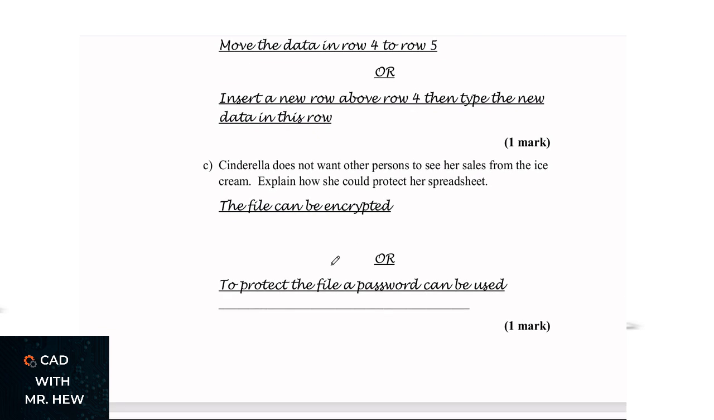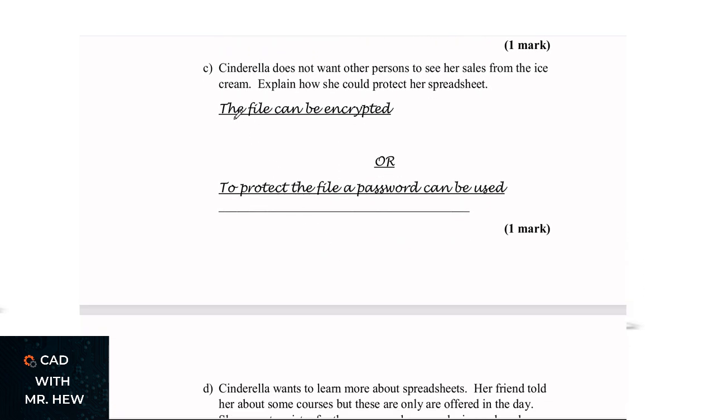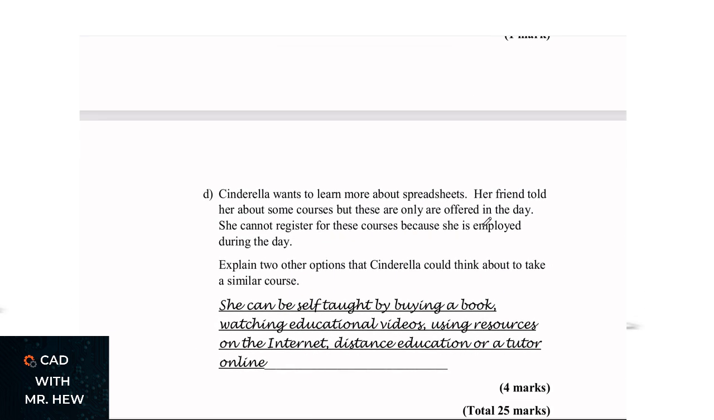Okay, here's another question. She does not want other persons to see her sales from her ice cream. Explain how she could protect her spreadsheet. So the file can be encrypted, or the file can be protected using a password. Any one of these two quick answers will give you 1 mark.